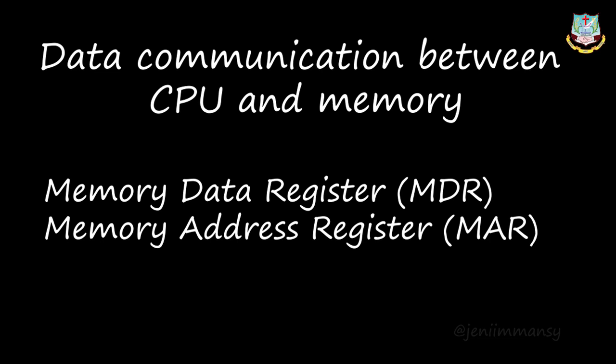This is an important two mark. Program counter means this is a special register in CPU which always keeps the address of the next instruction to be processed. Okay, PC means it is a special register in the CPU which will always keep the address of the next instruction to be processed or executed. So this is called program counter.